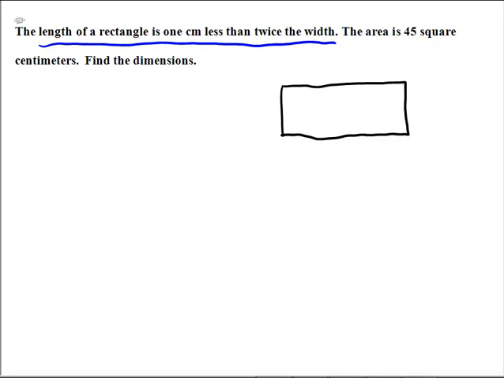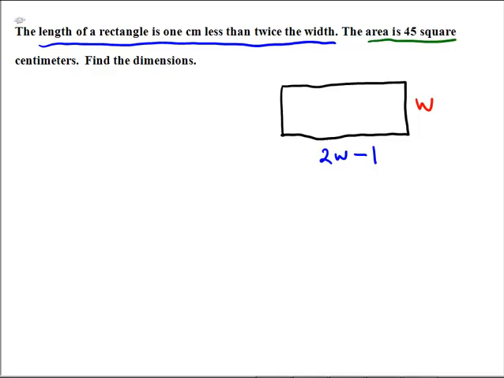So we don't know what the width is. Let's label that with a W. But we do know what the length is. The length is 1 less than twice the width. So in other words, you take the width and you double it, and then you subtract 1, and that's going to be the length. Excellent. So we have a good diagram now.